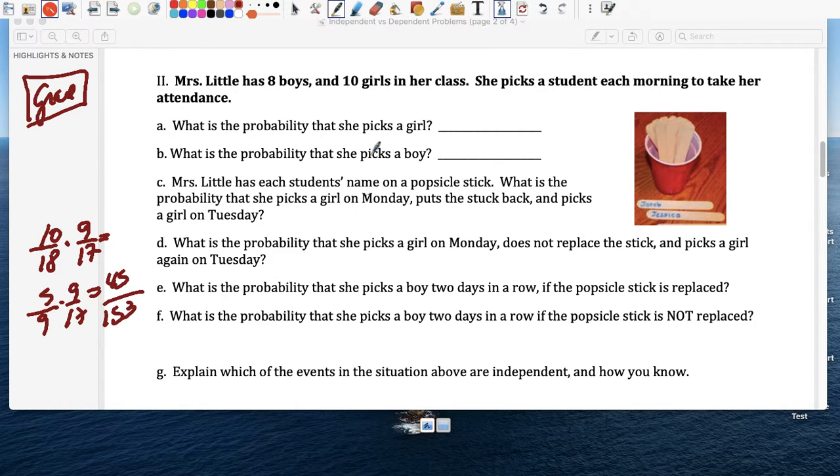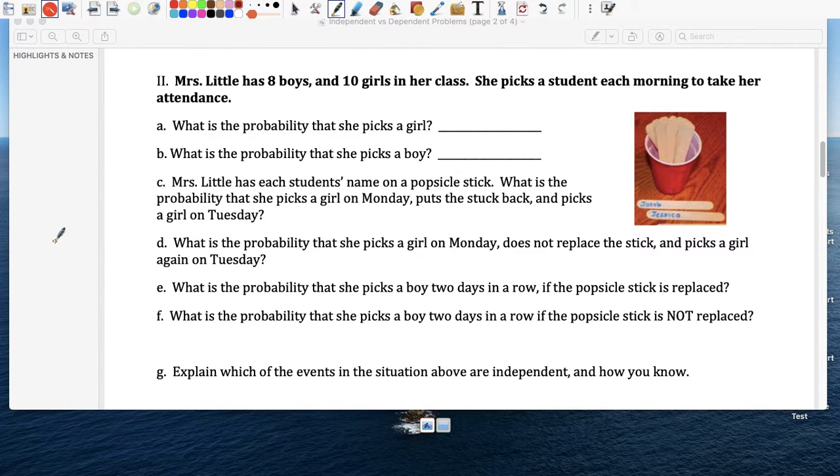What's the probability that she picks 2 boys in a row if the popsicle stick is replaced? Okay, so the probability of picking a boy on the first date is 8 out of 18. And if you put the popsicle stick back, then on the second date, there's still 8 boys and there's still 18. Okay, and I'll let you guys multiply that, or 4 out of 9. Oh, that's easy. 4 out of 9, 4 out of 9, which is 16 out of 81.